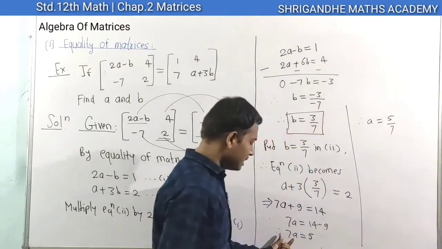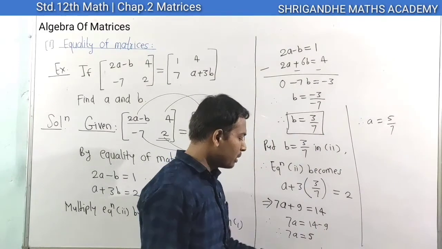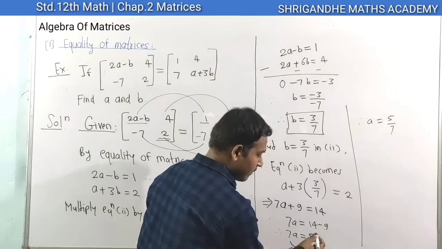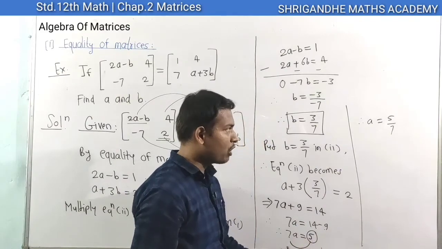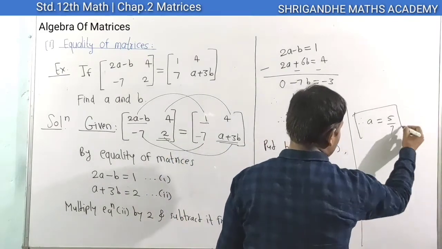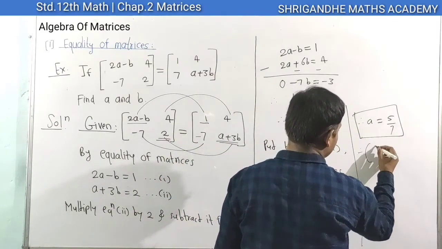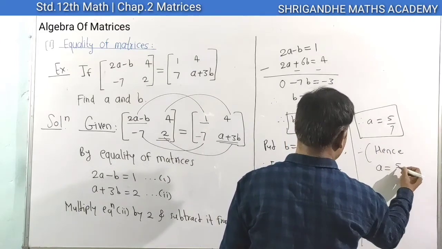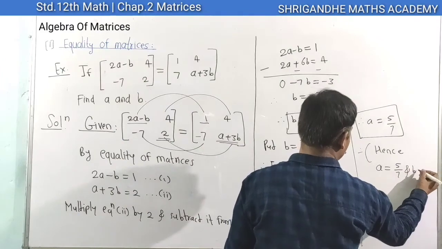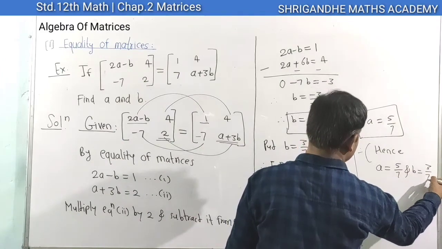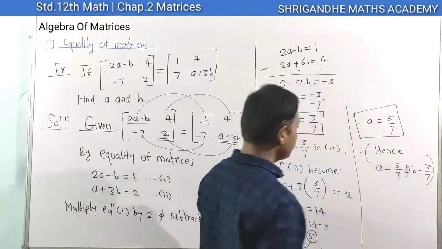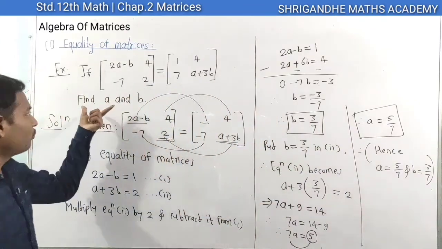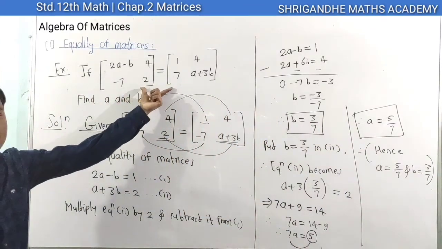Therefore, we get A is equal to 5/7, because 7 is multiplied to A. After going to the right side, it will be divided by 7. Therefore, A equal to 5/7. Hence, the value of A is equal to 5/7 and the value of B is equal to 3/7. This is the solution of this example, to find the value of A and B if two matrices are equal.